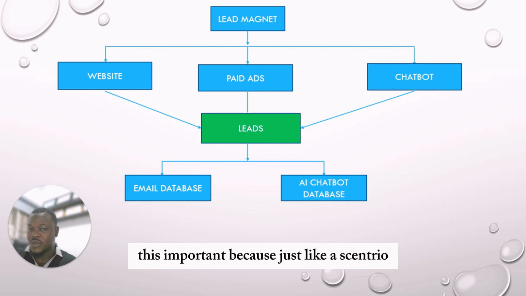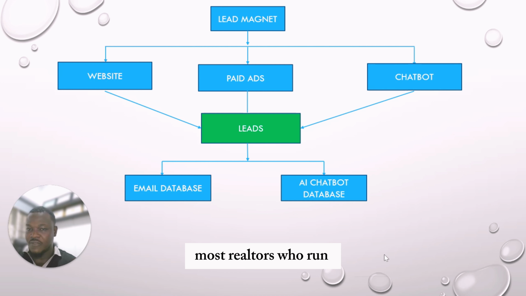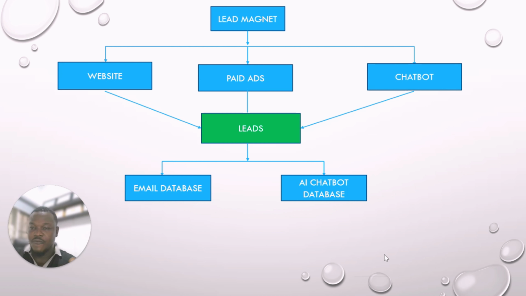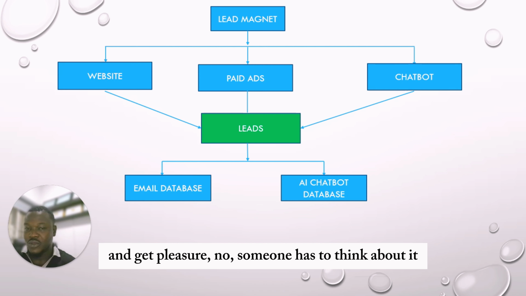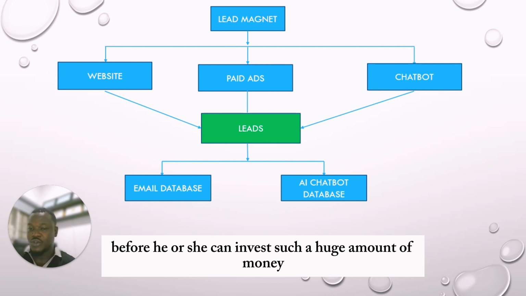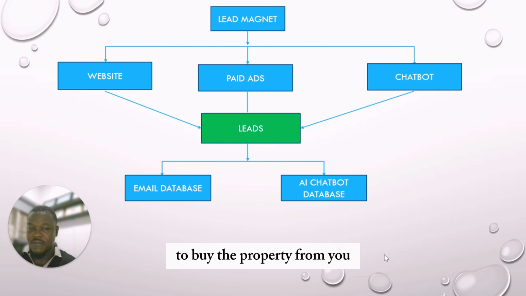This is important because, just like the scenario I mentioned the other time, most realtors who run adverts on Facebook and social media always complain about follow-ups. It's always difficult to continue following up people who may have shown interest before. You're selling land, not a commodity like a food product someone can just buy, eat and get pleasure from. No, someone has to think about it. The person has to trust you over time before he or she can invest such a huge amount of money into buying a property from you.